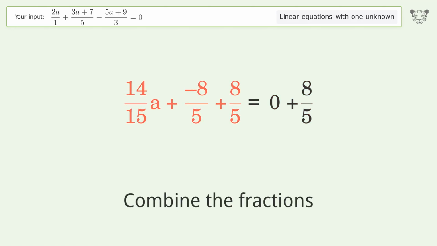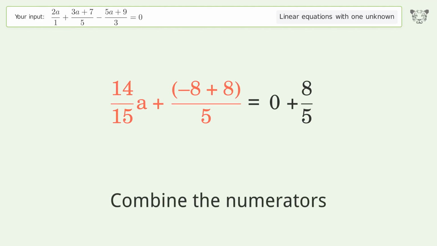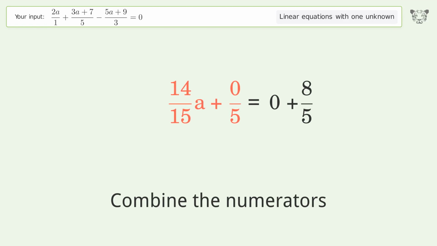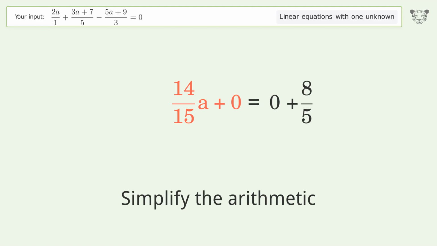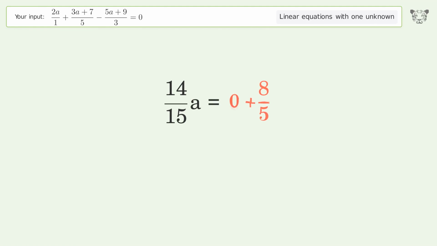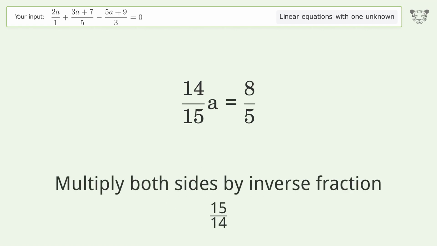Combine the fractions. Combine the numerators. Reduce the zero numerator. Simplify the arithmetic. Isolate the x. Multiply both sides by the inverse fraction 15/14.